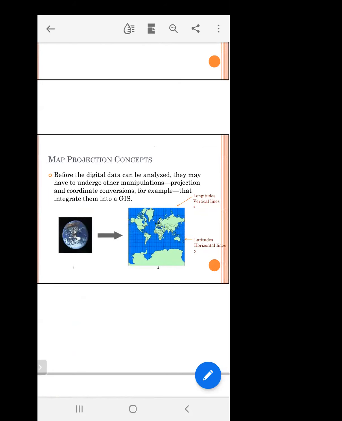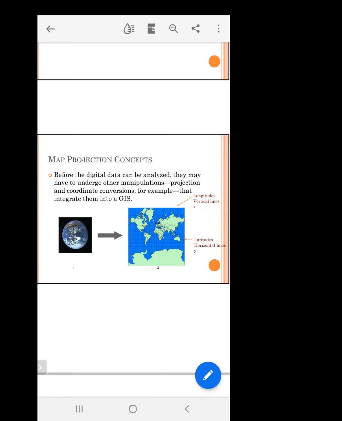In that representation, what you are seeing now is the Earth on the left-hand side, a 2D representation of a 3D round object. And on the right-hand side, you see the map. So there's a direct relationship between a map and the ground, the Earth.